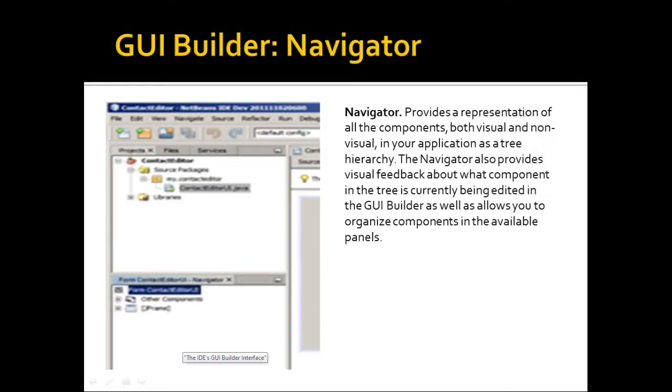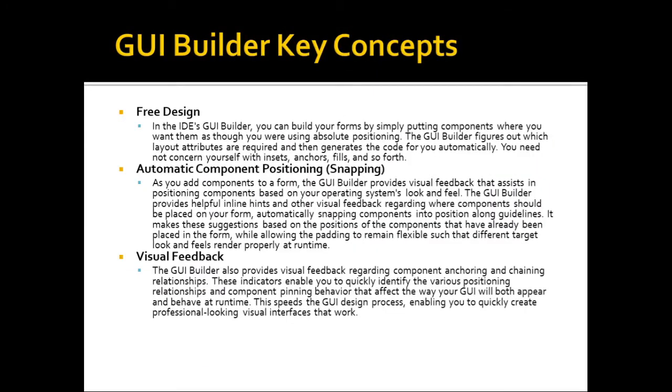Going to the next slide, the GUI Builder's key components. Pre-designed in the IDE's GUI Builder, you can build your forms by simply putting components where you want them as though you were using absolute positioning. The GUI Builder figures out which layout attributes are required and then generates the code for you automatically. So it generates code. You need not concern yourself with insets, anchors, fields, and so forth.